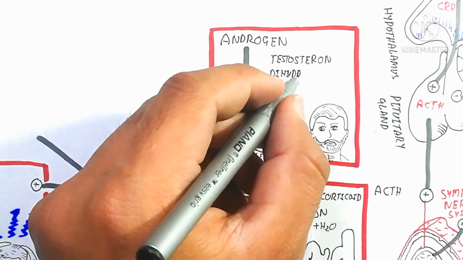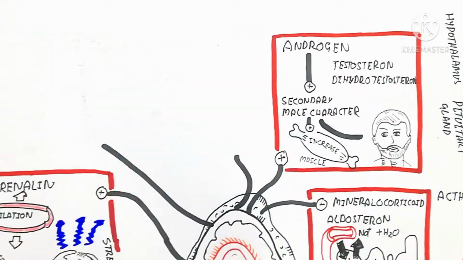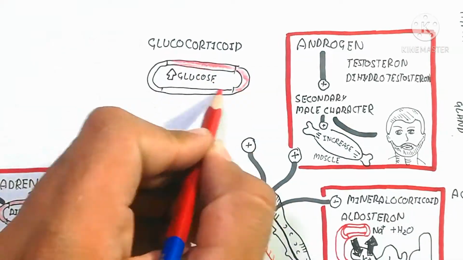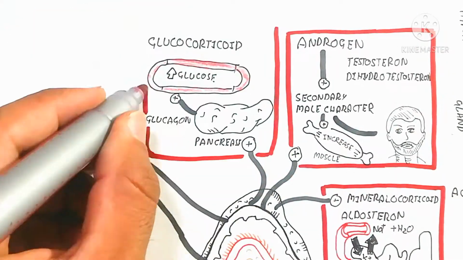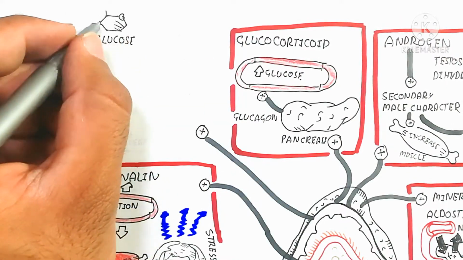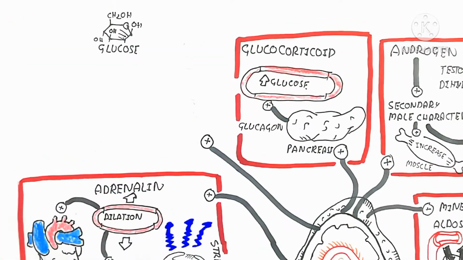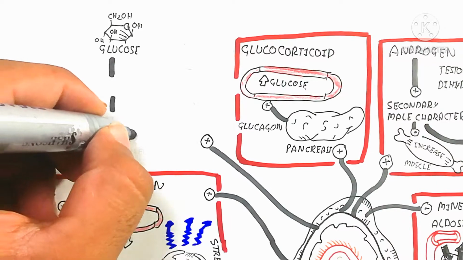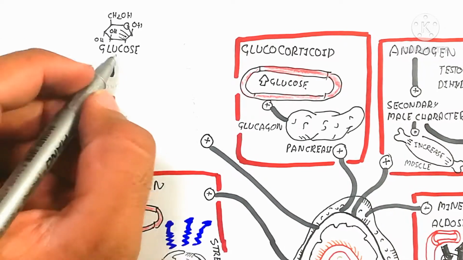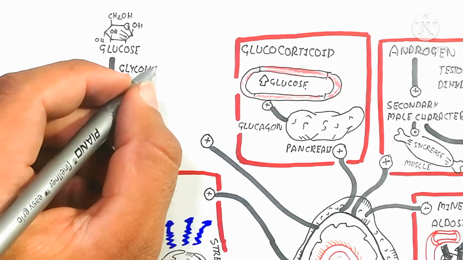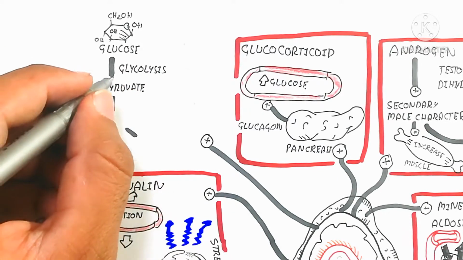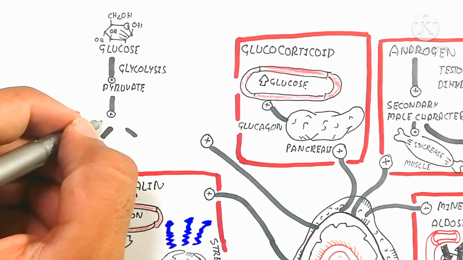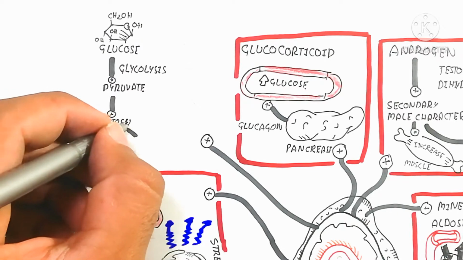On the other hand, the pituitary gland also produces the gonadotropin releasing hormone, which stimulates the testes to produce testosterone and sperm. But here we will discuss just the adrenal gland. So the glucocorticoid is also produced, and the pancreas produces glucagon to increase the glucose from glycogenolysis. So here we will discuss the whole mechanism.